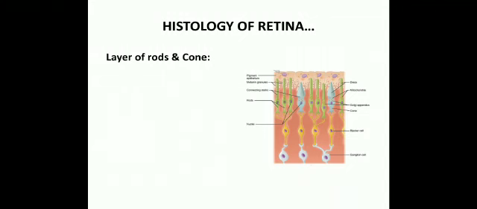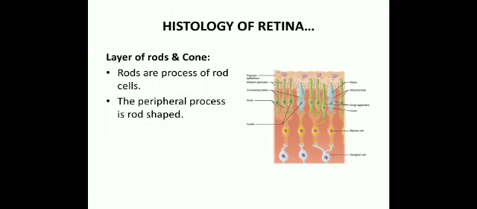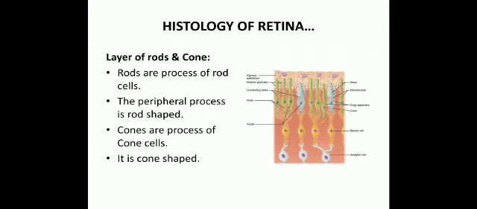Next is the layer of rods and cones. The rods are the processes of the rod cells and the peripheral process is rod shaped. The cones are the processes of the cone cells and it is cone shaped.